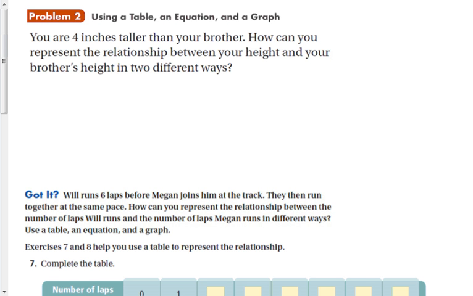Okay, using a table, an equation, and a graph, we're going to show how to do this problem 3 different ways. We're first going to do a table and then an equation and a graph. And so let's set up our variables. Let's let x equal, so it says you are 4 inches taller than your brother. So let's let x equal your brother's height. And we'll let y equal your height.